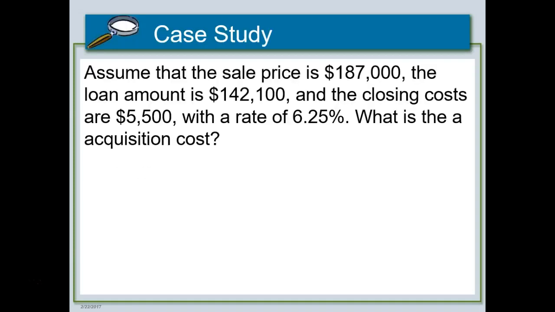Here is your problem. Assume that the sales price is $187. The loan amount is $142,100. The closing costs are $5,500. The rate is 6.25%. What is the acquisition cost? I'm going to read that again. Assume the sales price is $187. The loan amount, $142,100. The closing cost, $5,500. The rate, 6.25%. Calculate the acquisition cost. Think about it. Go back, read the definition, and calculate the acquisition cost.